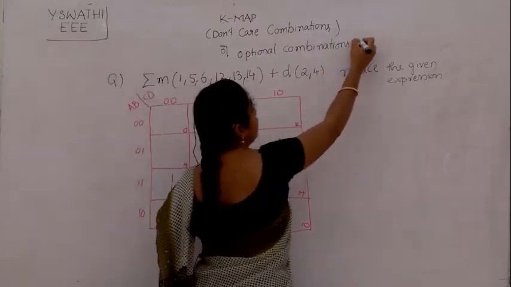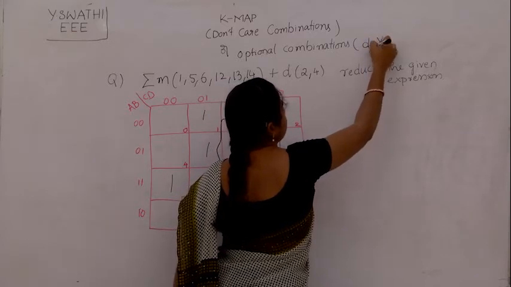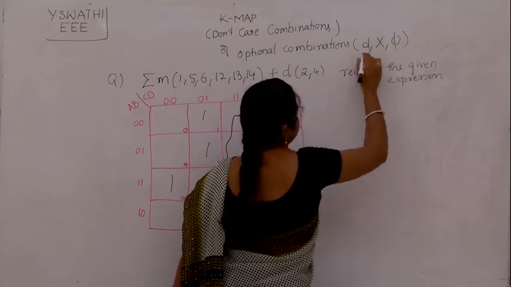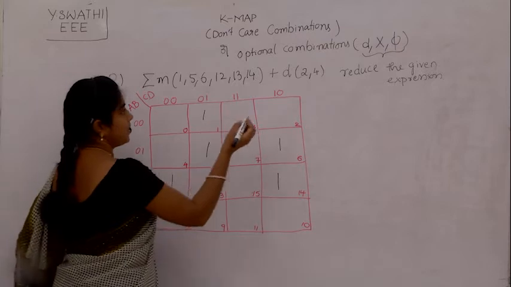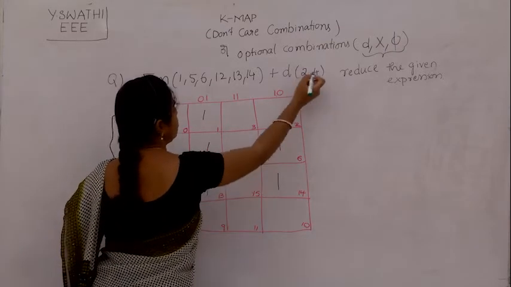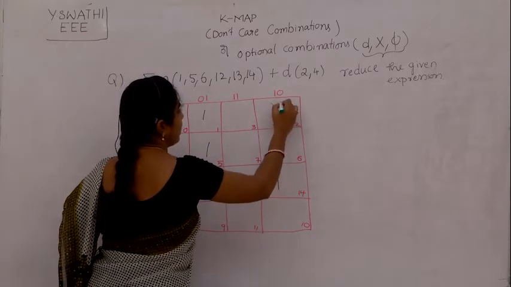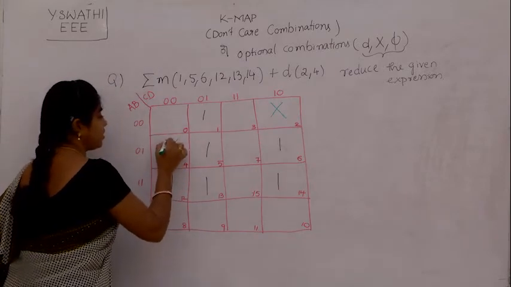What we said before, we represent a don't care either with D, or a cross symbol, or X and phi. We can represent it with any of these. So I am representing the don't care condition as X. So that is 2 and 4, right? In the second cell and the fourth cell we have a don't care condition.